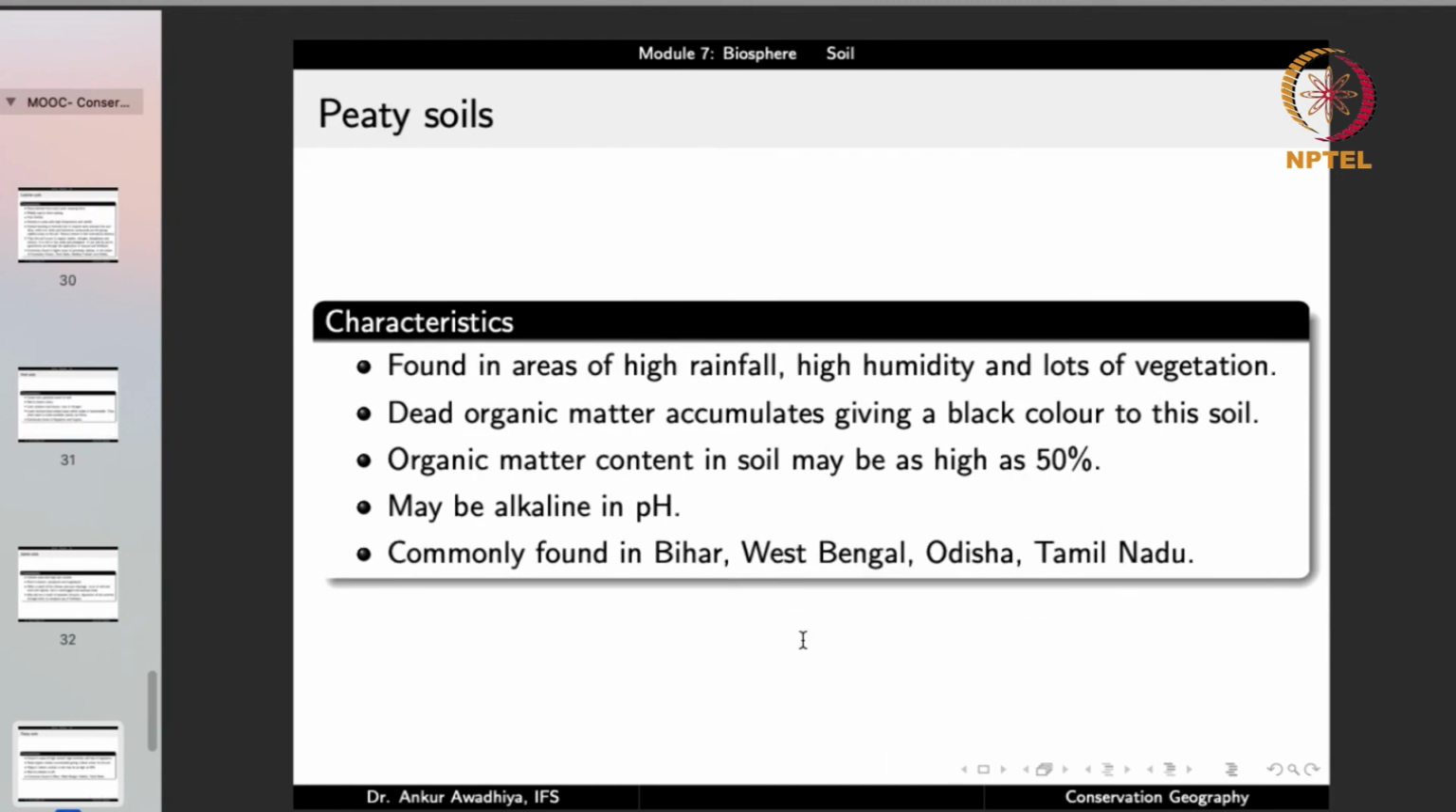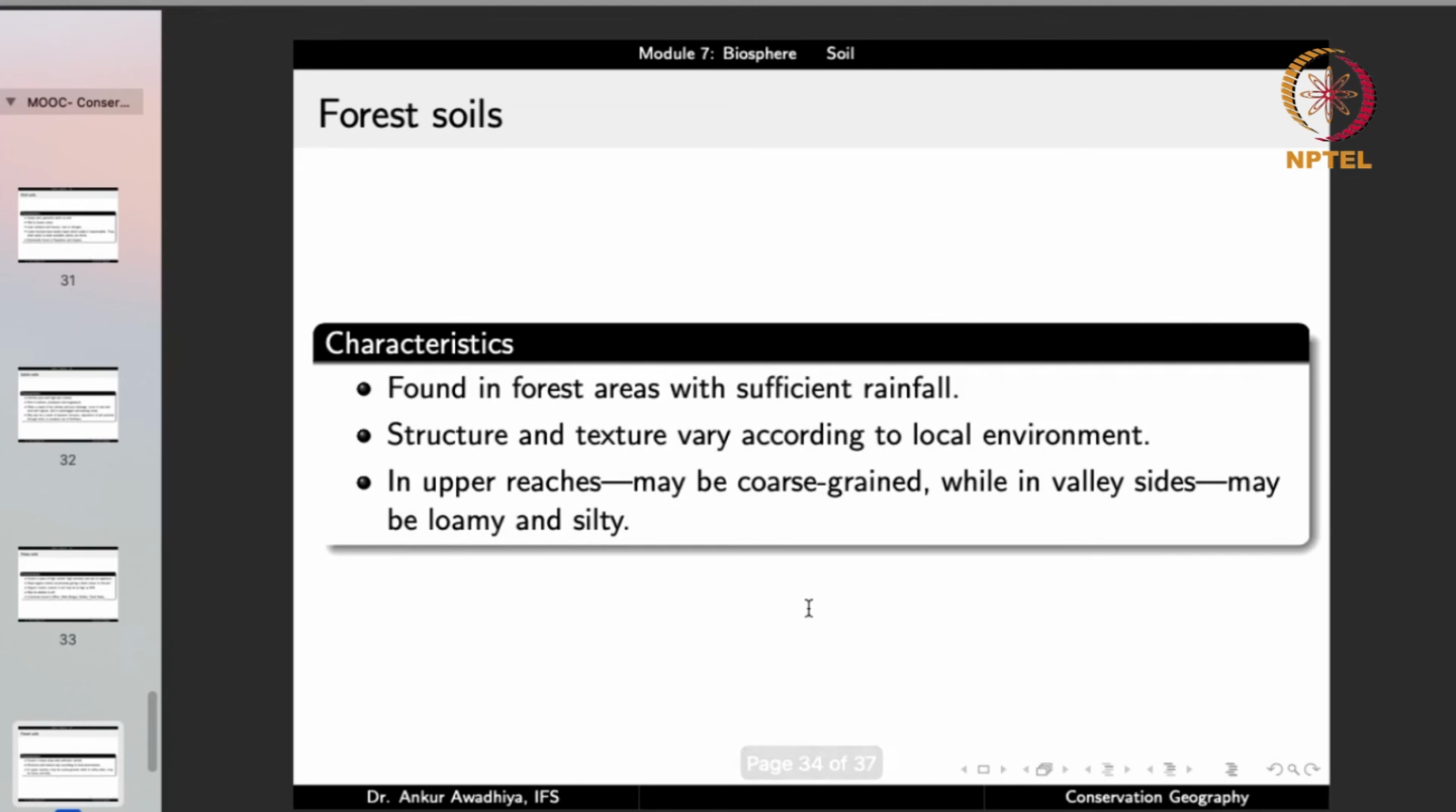We have peaty soils, which are very high in organic carbon. Just think about lots of organic carbon. So they are found in areas of high rainfall, high humidity, lots of vegetation. Dead organic matter accumulates, giving a black color to this soil. Too much humus, organic matter may be as high as 50%, may be alkaline in pH, commonly found in areas like Bihar, West Bengal, Odisha and Tamil Nadu.